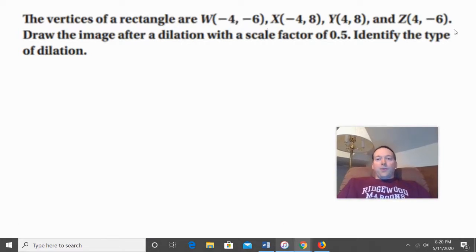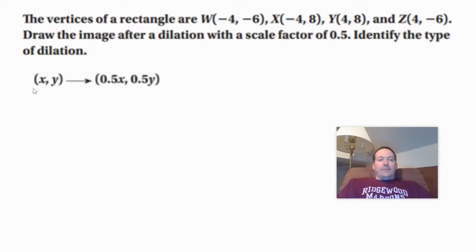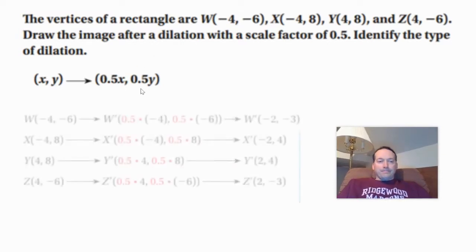So now this one's a little different because, oh my gosh, there's negatives. Wait a minute, there's 4 of them. Holy cow, my scale factor's less than 1. Okay, not that big of a deal. So again, you're going to multiply every x coordinate by 0.5 and every y coordinate by 0.5.